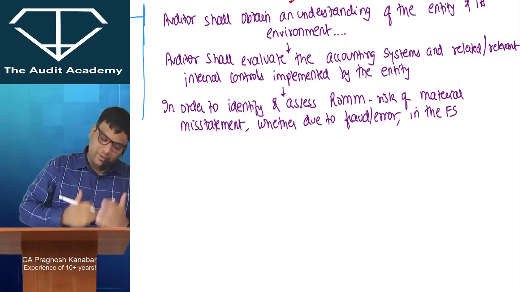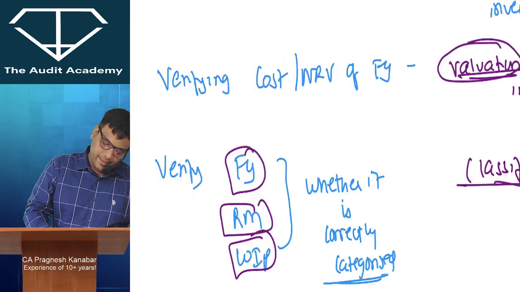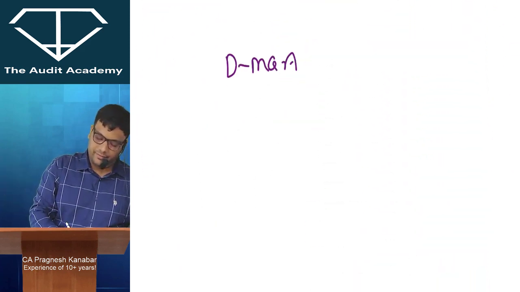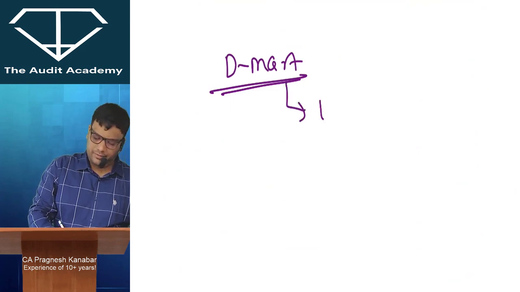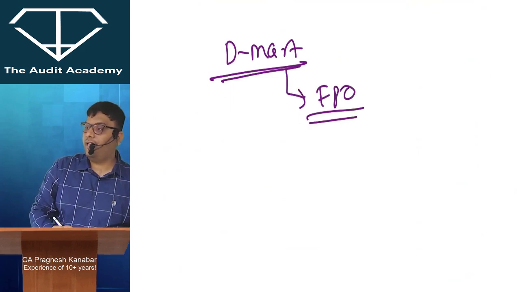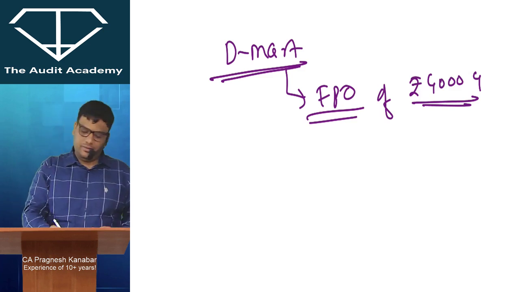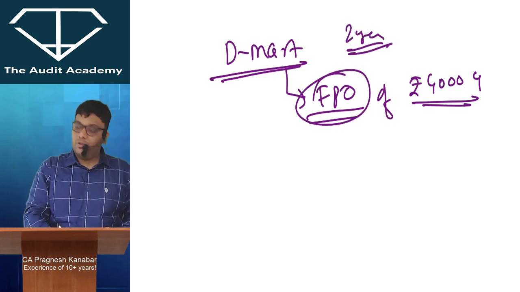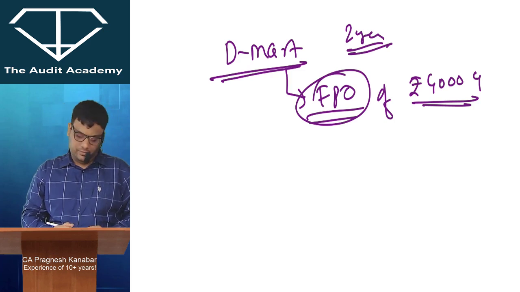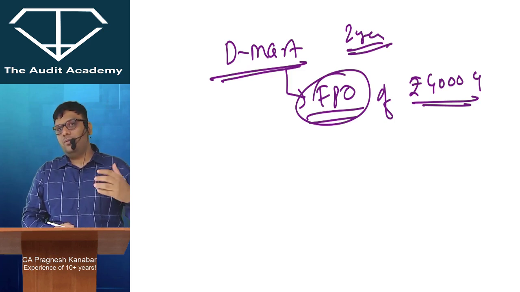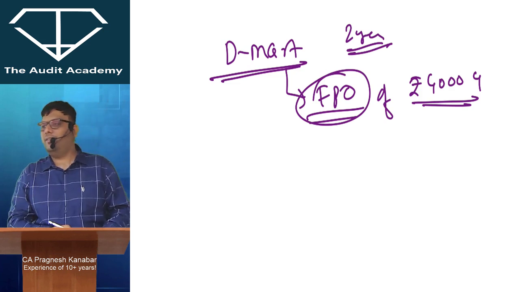Alright. But I want to make it a little bit more practical. Tell me, madam, let us say that DMart is going to come out with an FPO of, let us say, 4,000 crores. So when you get appointed as an auditor, you realize that within a couple of years, they plan to come out with an FPO. What does that mean to you as an auditor? When you come to know that the company is going to raise finance within the next couple of years, what does that indicate? Do you see any risk in that?